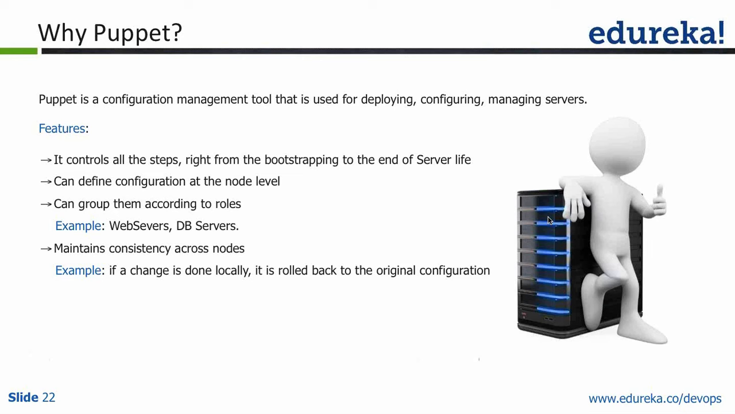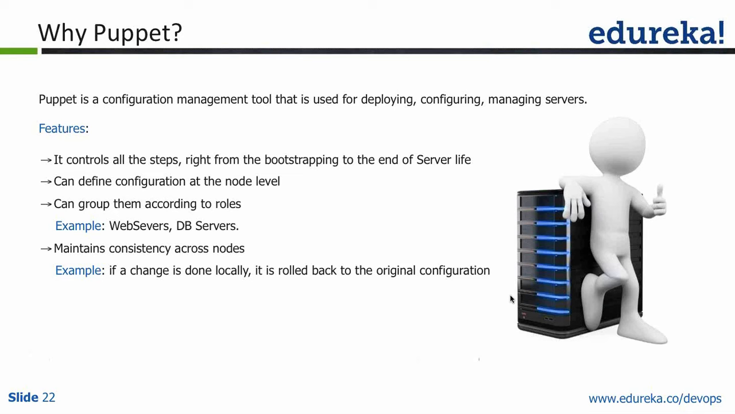You can set up servers playing the role of DB servers. Now you can define your Puppet in such a way that the moment you add any capacity to the web servers, the configuration will be done automatically. You don't have to do anything manually because they are part of that particular group.